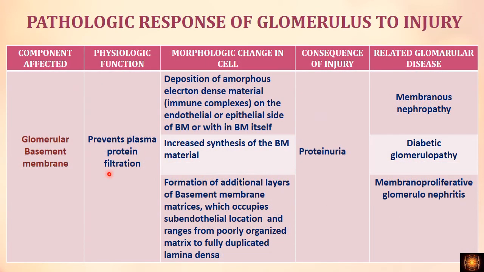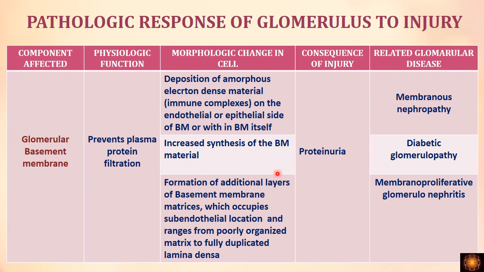Then what about the glomerular basement membrane? This is also useful for the filtration. It also prevents the plasma protein filtration. In the different conditions, the changes we can see are the deposition of immune complexes. This deposition can be subendothelial or subepithelial, or there can be increased synthesis of the basement membrane material. Now immune complex deposition we see in membranous nephropathy.